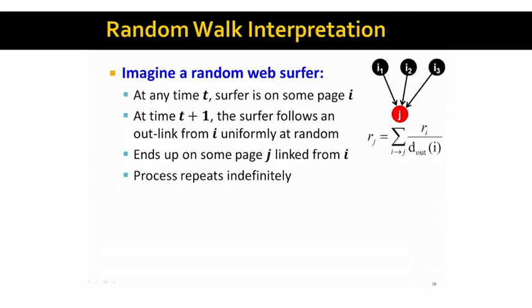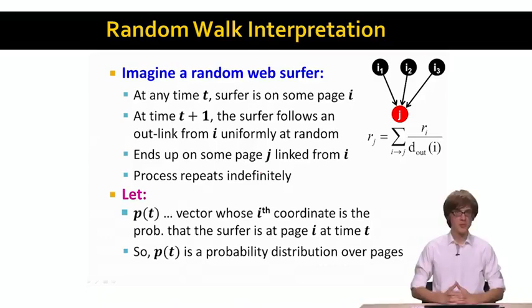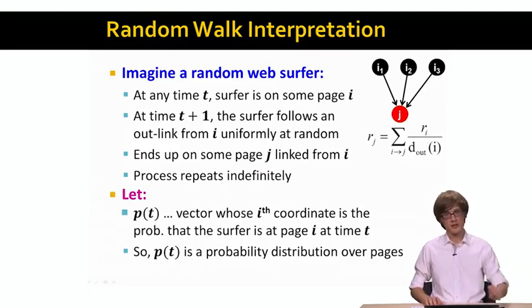Now we can also think about this vector p of t. We think of p of t as a probability distribution over the nodes of the graph, which tells us with what probability the walker is at a given node at time t. So every node in the graph has a value associated with it, and this value corresponds to the probability that at time t, the random walker is at that given node.